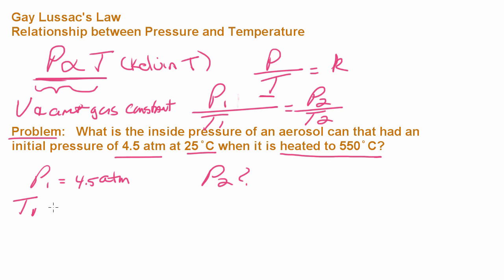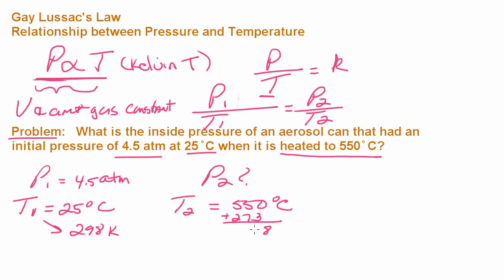And then we have T1. The initial temperature is 25 degrees Celsius. And of course, we want to know what this is in Kelvin. So we have 298 Kelvin corresponds to 25 degrees. And the temperature is going to increase to 550 degrees Celsius. And again, we'll add 273 to that, and that's going to give us 828 Kelvin. Okay, so we're all set.